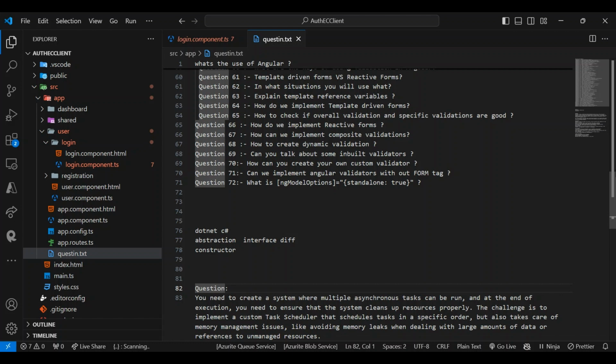They are asking what the difference between standalone and standard is, why we keep that true, and what the advantage of that is. They discuss this more over there.